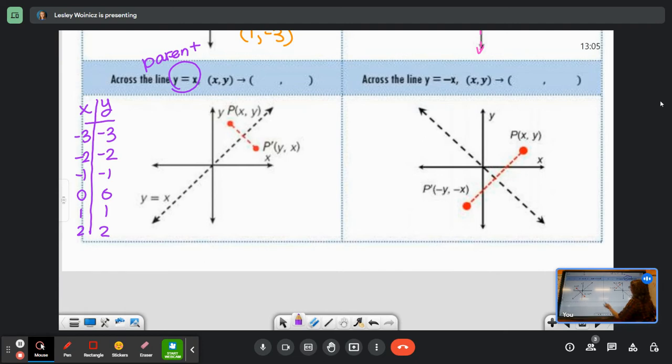All right, so I'm looking at point P. This one looks like (1, 4). Maybe (1, 3). (1, 4)? I don't know. (1, 4), let's say. Okay, so if I reflect that in the line y equals x to this point here, P prime, look, now I'm at (4, 1). Okay, my x and y changed spots. My x became my y, and my y became my x.